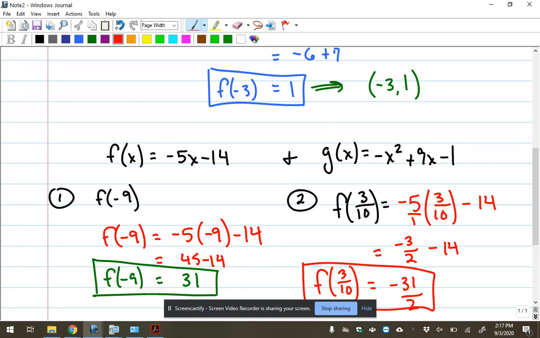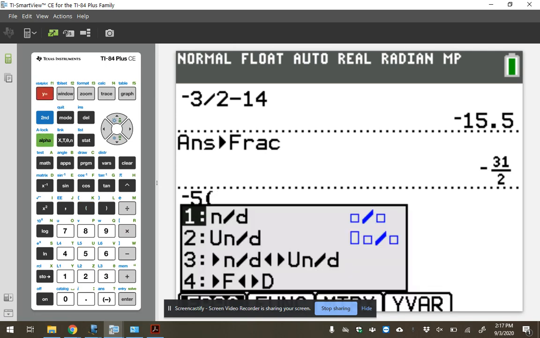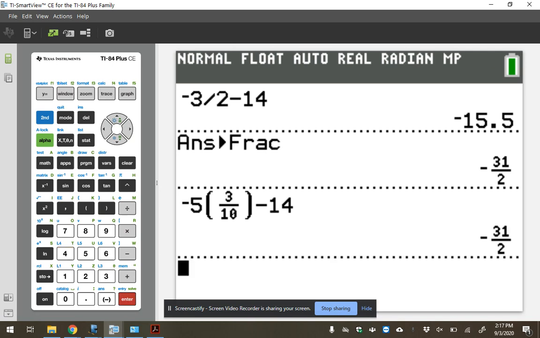With that graphing calculator, if you're using a TI-84, you can use the fraction buttons to do that. You could say negative 5, parentheses, and then alpha y equals. It gets you the fraction 3 over 10. Oops. Delete. Press the right arrow key, parentheses, minus 14. And it saves you the step of having to convert it back to a fraction. If you're using the 83, it won't do it that way. It doesn't have that capability. It doesn't have enough memory to do that. The 84s do.